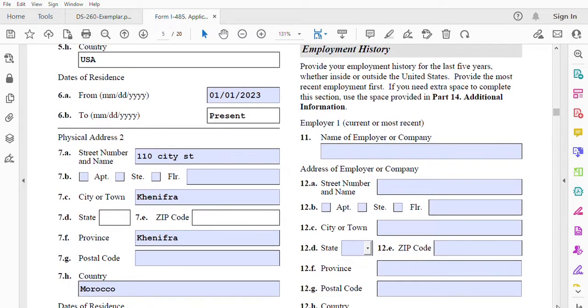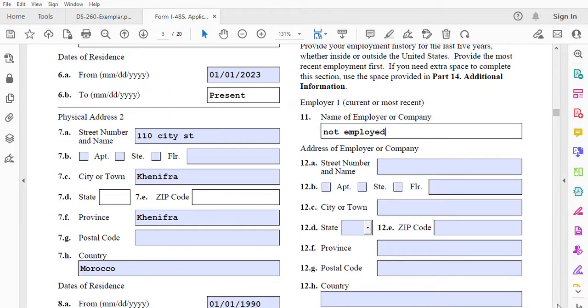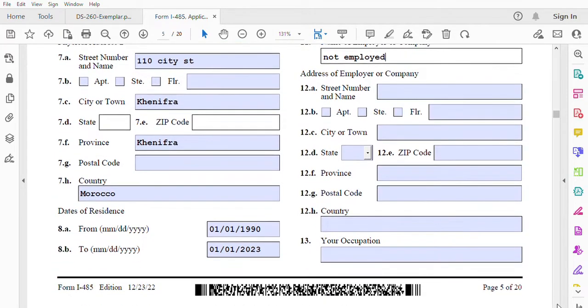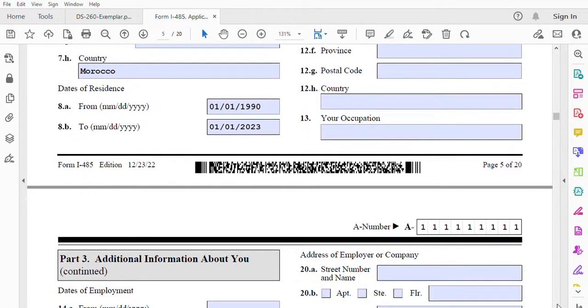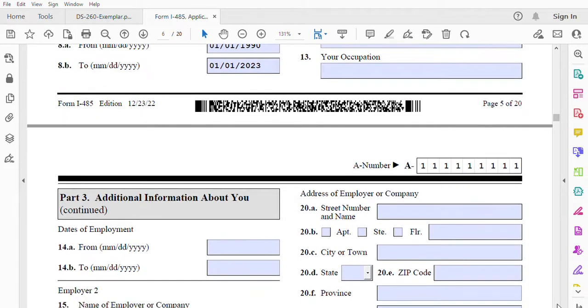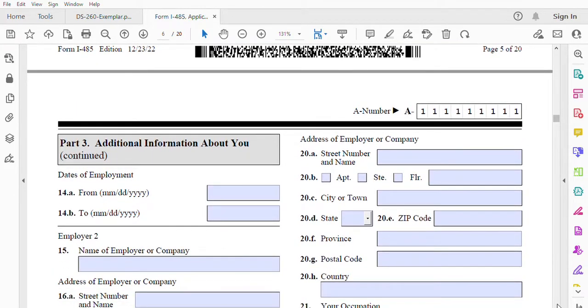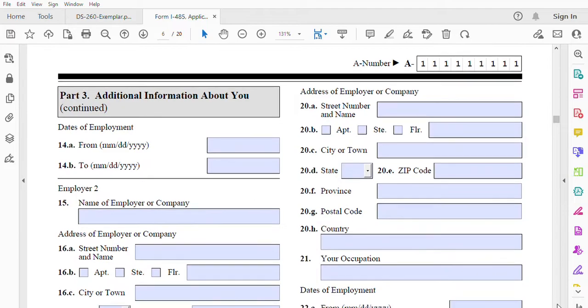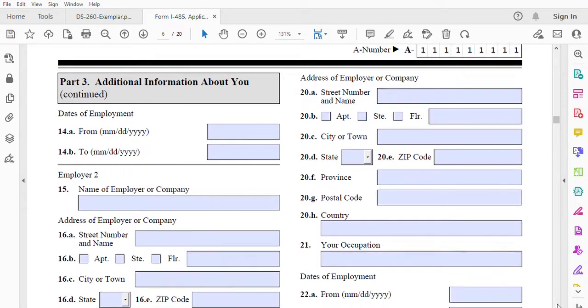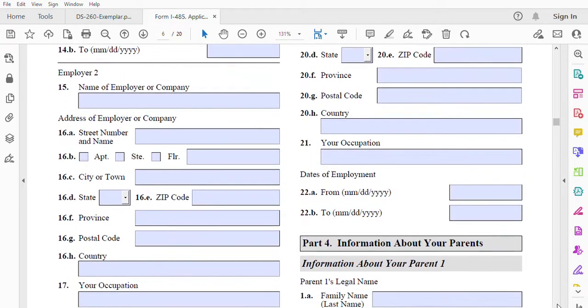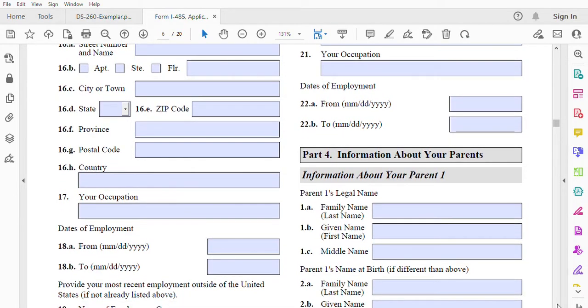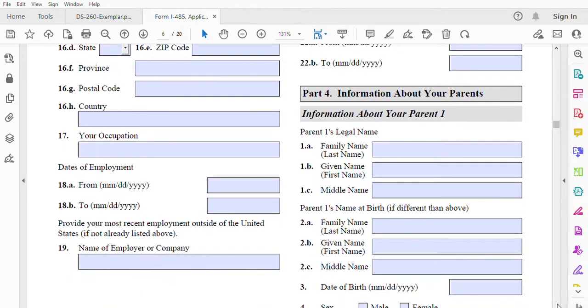So now is employment history. Not employed. If you do that, you don't have to answer 12A to 13. Part 3, additional information about you, date of employment. We don't have any employment. So we're going to go to Part 4, which is information about your parents.